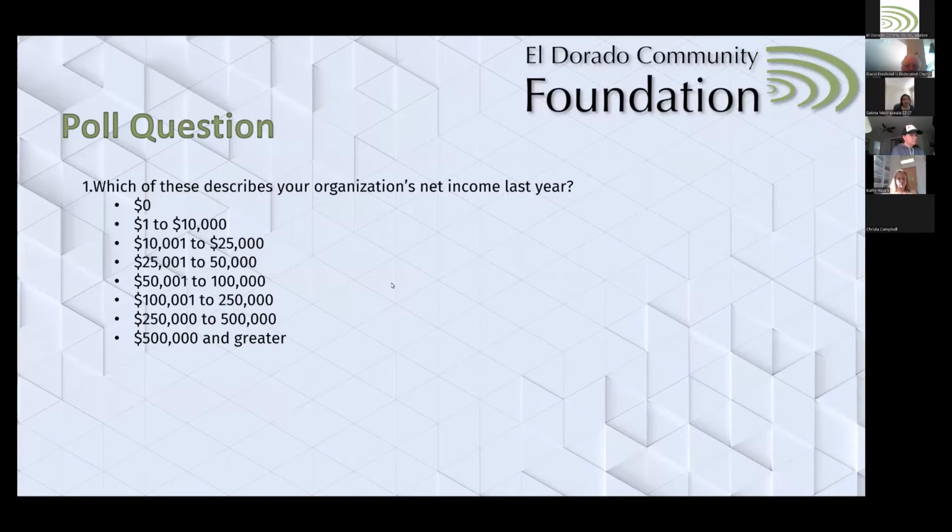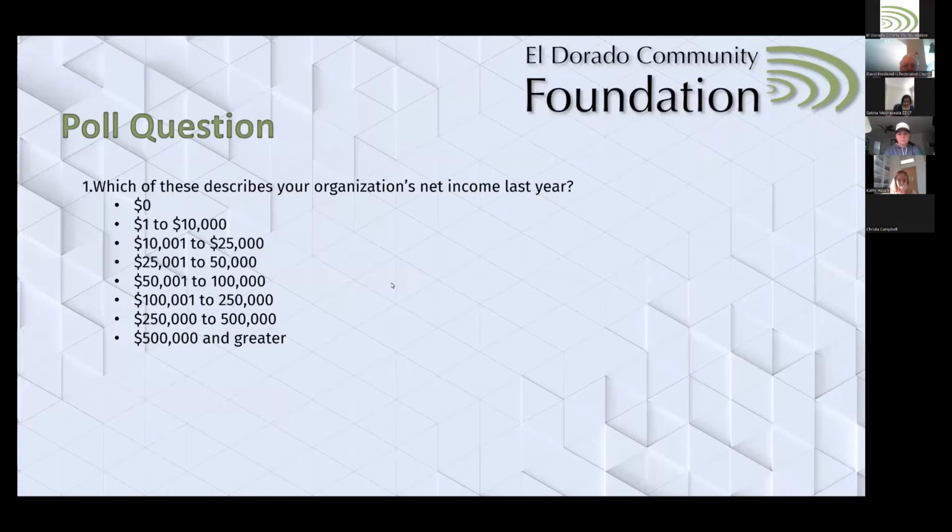We've had about 29%, 16 organizations, who received a net income of $10,000 or less. We've had 7 organizations receive 10,000 to 25. We've had about 13%, which is 7 organizations, 25 to 50. And then there are a few who received more than 50,000, and that's great. So I'm going to stop sharing and I'm going to go back to closing this.